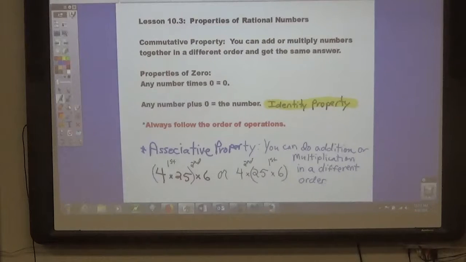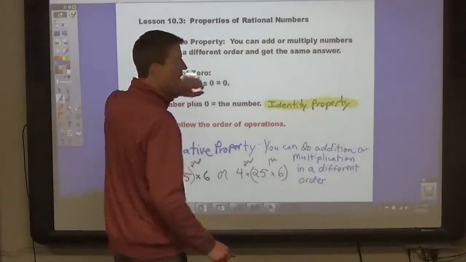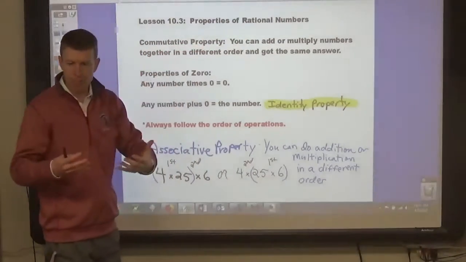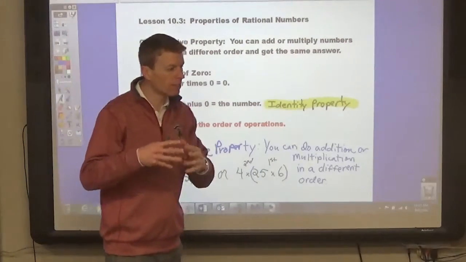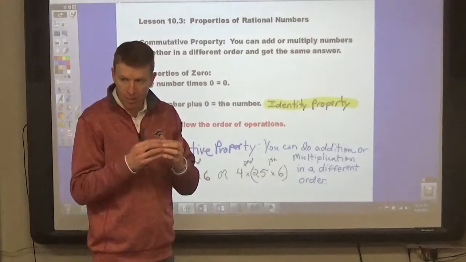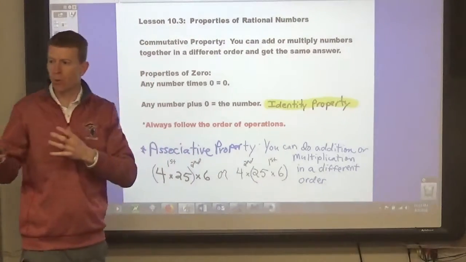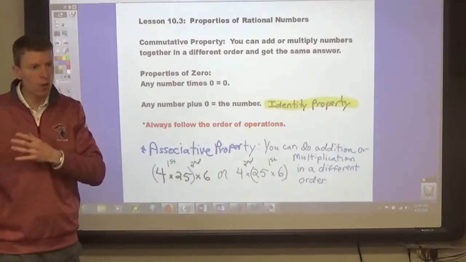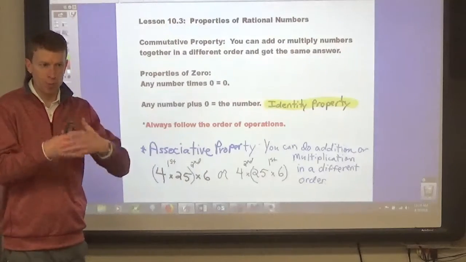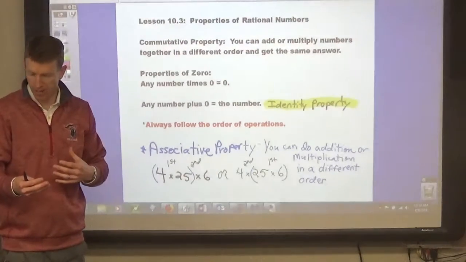All right, sixth graders, in lesson 10.3, we're going to talk about using the properties of rational numbers, so the properties of math, or the rules of this game of math, to our advantage to play the game more effectively. When you understand the rules of a game and you really know them well, you can use those rules to help you play the game more easily and more effectively.